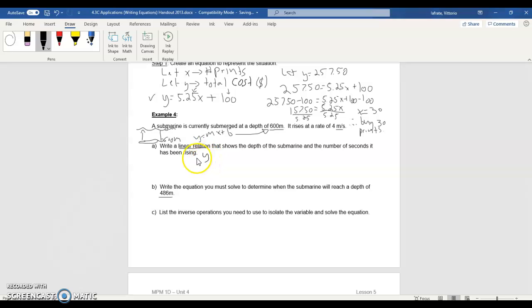So let y represent the depth, meaning how deep the submarine is. And we'll do depth in meters. And let x represent the amount of time that's gone by, because our ship is rising at a rate of 4 meters per second. So we're going up 4 meters every second. So let x represent time in seconds.